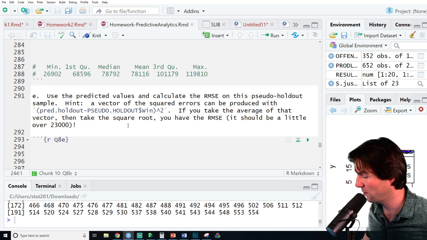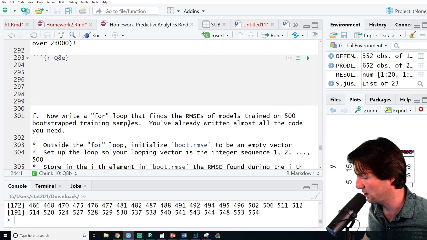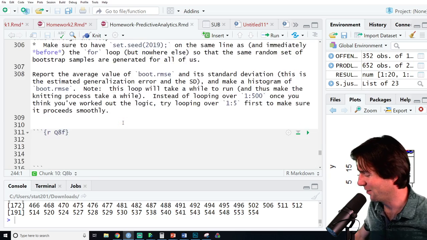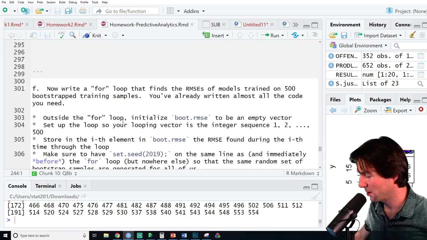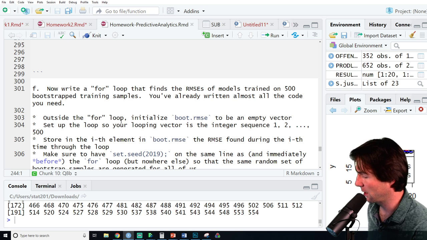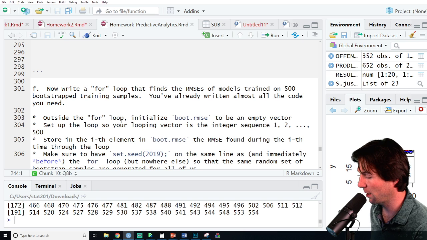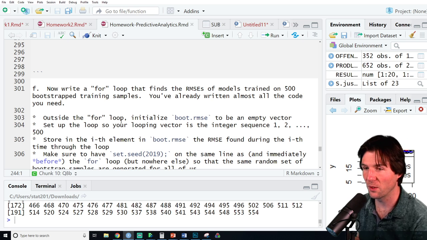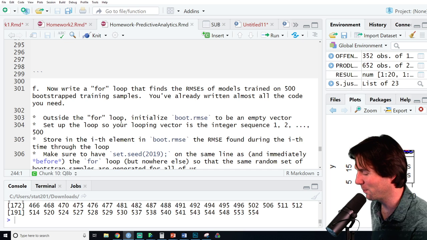Use the predicted value. Where is the for loop on this again? Now write a for loop. Oh my gosh. Okay, let's go to the for loop. I'm going to be doing the whole problem here. Now write a for loop that finds the RMSE of the models trained on 500 bootstrapped training sample models. You've already written almost all the code. So that's the whole point of it. The for loop part. I might not do all of this because obviously it's kind of building it all up. I pretty much have to do the whole question.